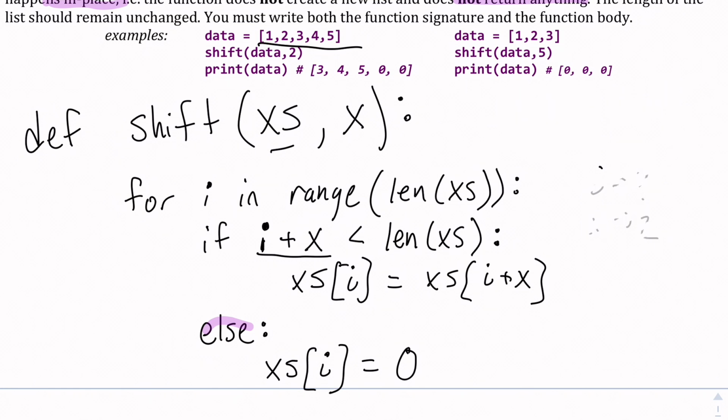This also works when the shift is bigger than the length of the list. Right, so when I have this example 1, 2, 3 and I shift by 5, the value of x is 5. When I start, I is 0. 0 plus 5 is 5. 5 is bigger than or equal to the length of this list, and so we go to index 0 and we replace it with a 0. And the same thing will happen for each of these other indices. All these things will just get replaced with zeros. So nice, this works.